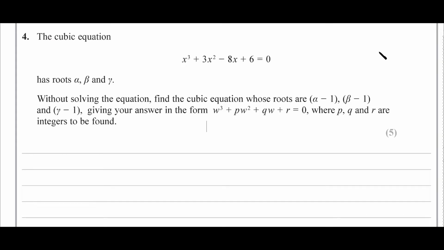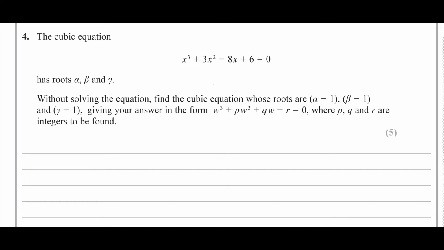Question number 4. We have a cubic equation x cubed plus 3x squared minus 8x plus 6 equals 0, and this has roots alpha, beta, and gamma. Without solving the equation, we have to find the cubic equation whose roots are alpha minus 1, beta minus 1, and gamma minus 1, giving your answer in the form w cubed plus pw squared plus qw plus r equals 0, where p, q, and r are integers to be found.